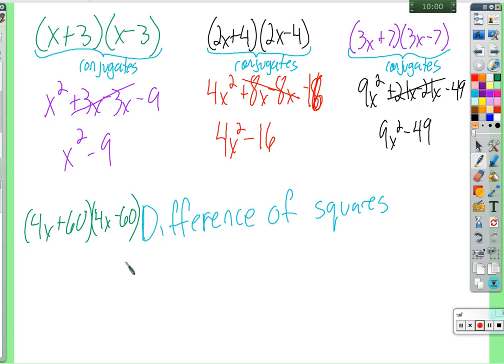Can we multiply it really fast? Whatever this number is, it's just the square of that. So what will we get? 16x squared. Are we going to have to worry about the middle numbers? If you notice that you're multiplying conjugates together, then no. And then 60 times 60. What's 6 times 6? 36, so 3600. All right, that works. That did result in a difference of squares.